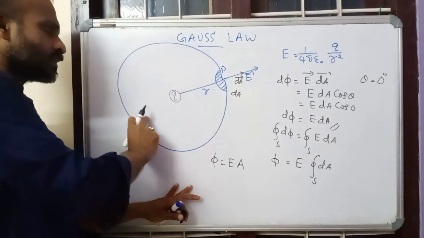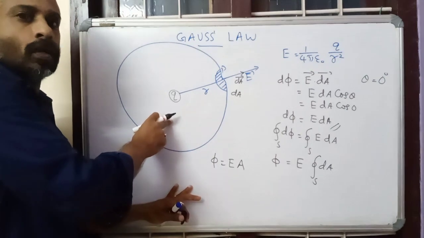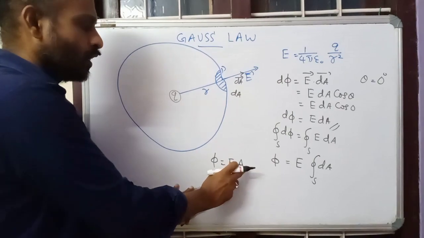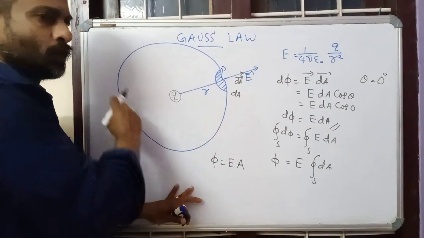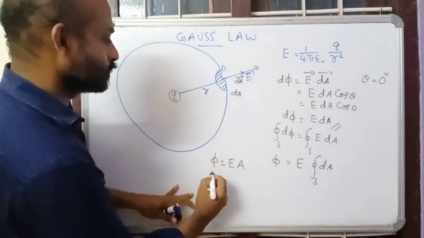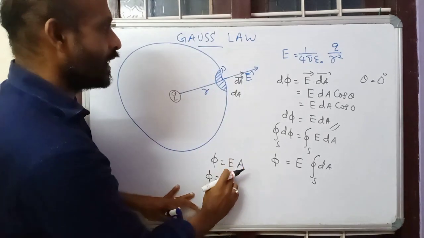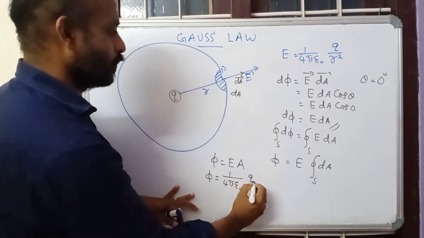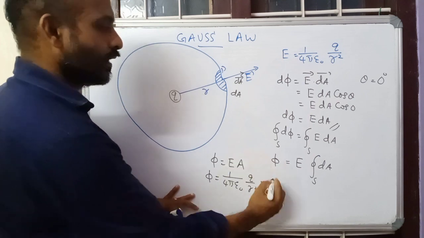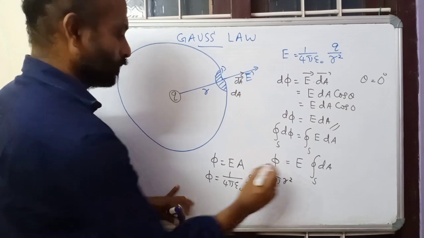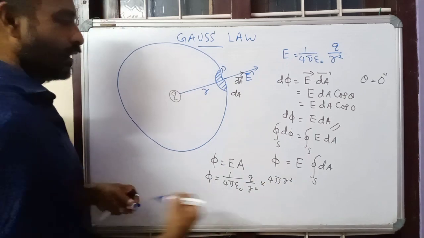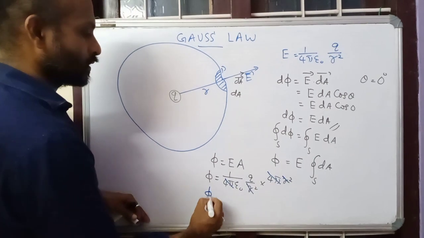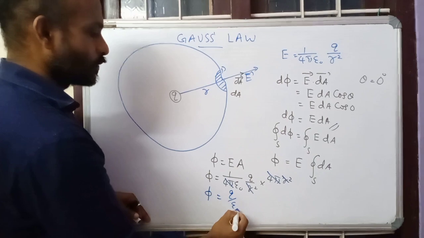This closed surface has been given a name: a Gaussian surface. A is the area of the Gaussian surface. Now what is the area of the Gaussian surface? For a sphere we know that 4 pi r square is the area. So phi is equal to E, where E has a value 1 by 4 pi epsilon 0 times q by r square, and the area is 4 pi r square. Now I am going to cancel terms: 4 pi cancels here, r square is also cancelled. So what is the total flux? It is equal to q by epsilon 0.